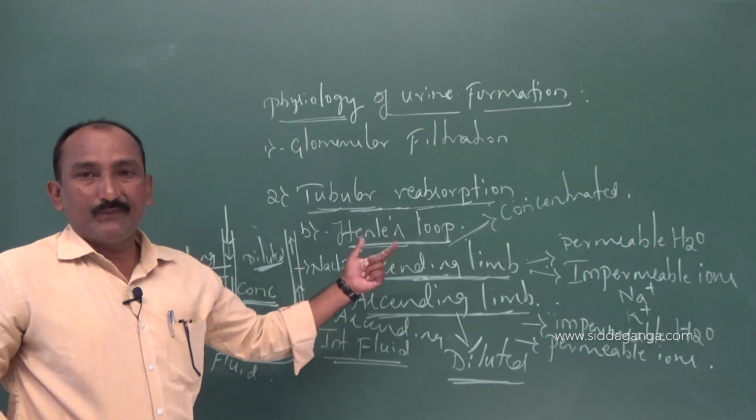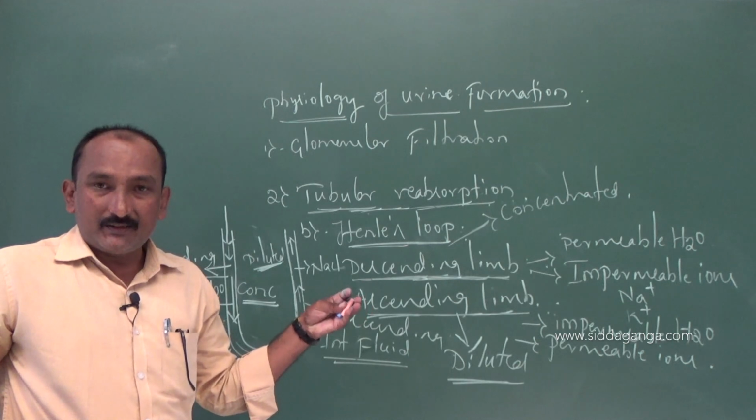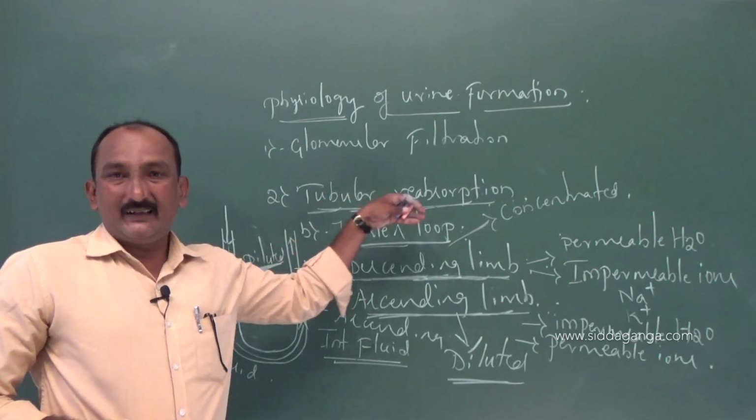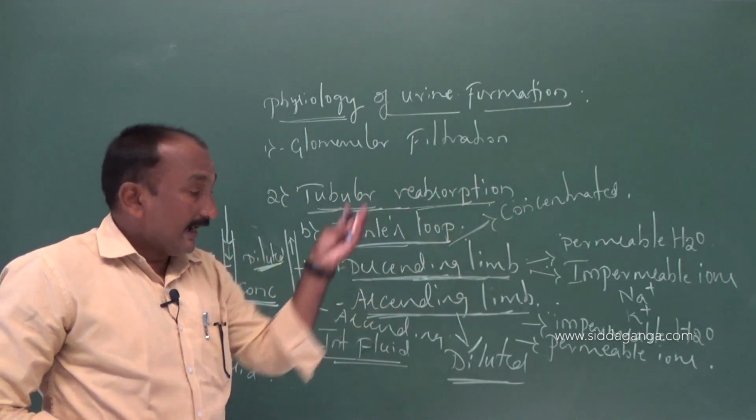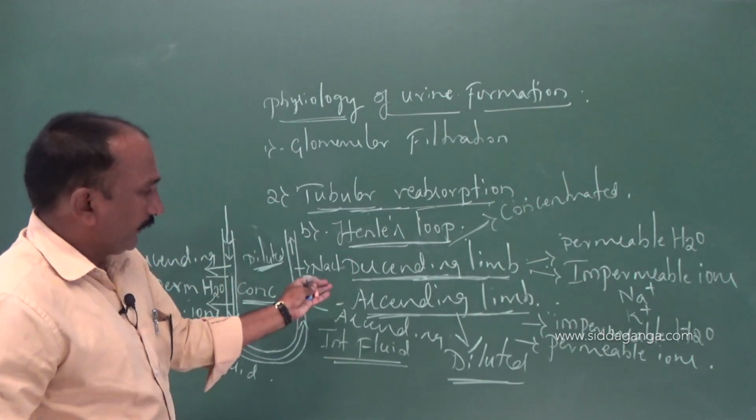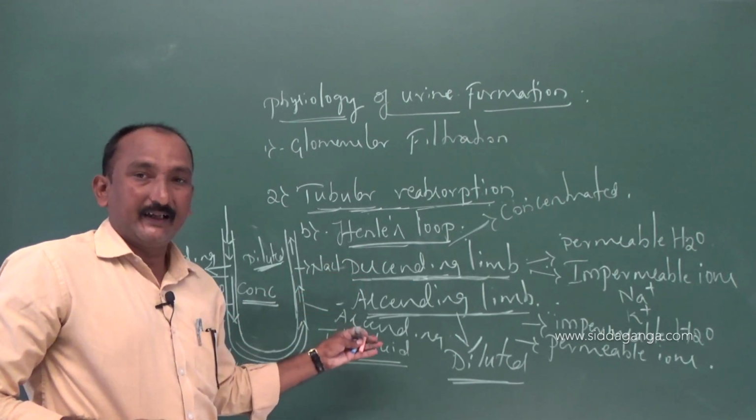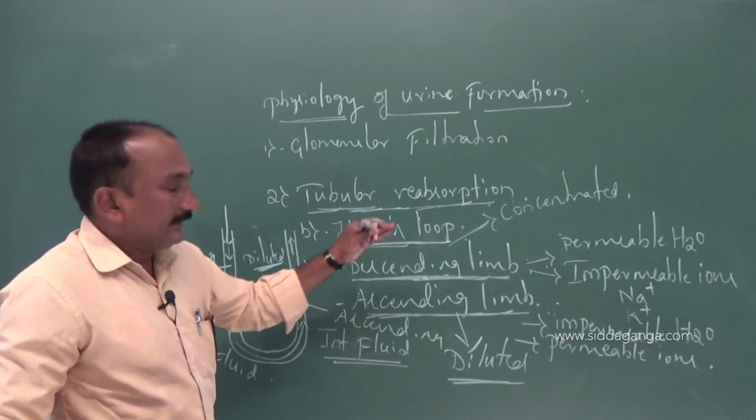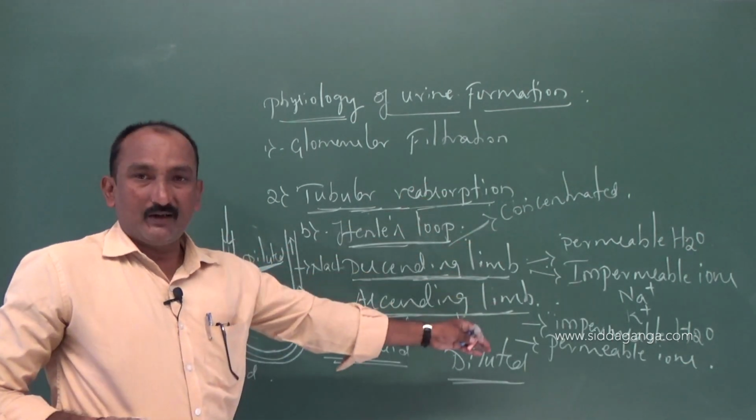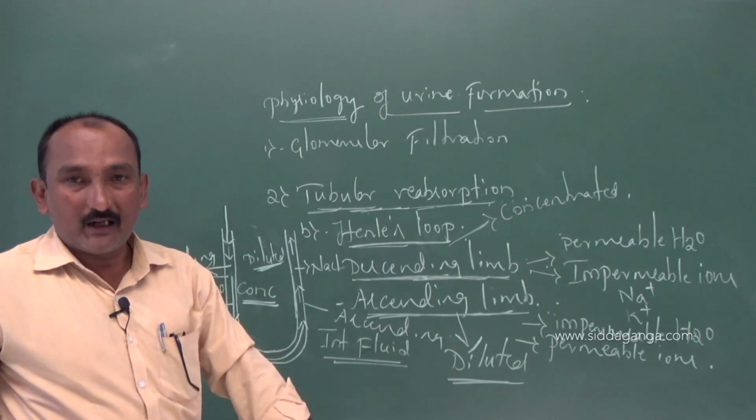Various parts of the nephron are involved in tubular reabsorption; we have discussed only two, particularly the proximal convoluted tubule as well as the loop of Henle. Within the loop of Henle, there is the involvement of the descending as well as the ascending limb. The descending limb is involved in the reabsorption of water, while the ascending limb is involved in the reabsorption of ions.